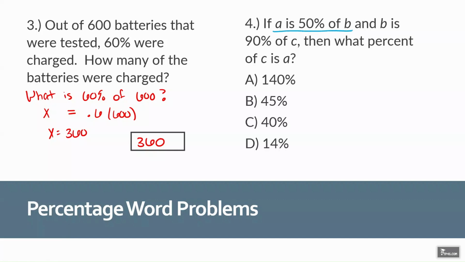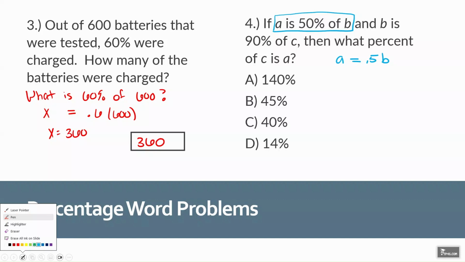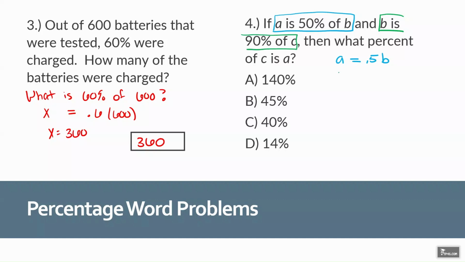A is 50% of B. Here's my first equation. A is 50% of B, times B. And I have another equation. Let me use a different color for that one. B is 90% of C. B is 90%, 0.9, of C, times C. Okay. And the question is, what percent of C is A? Let me get another color for that.